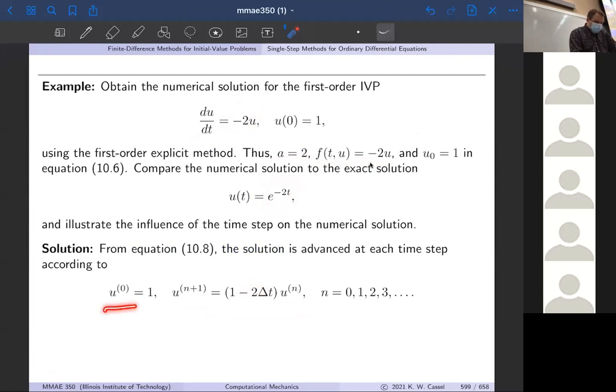So I start off with the initial condition when n is equal to 0, where u is 1. I put that on the right-hand side for u0. I multiply by 1 minus 2 delta t, and I get u1. Then I take that value, put it on the right-hand side, multiply by 1 minus 2 delta t, and I get u2. And I just keep doing that over and over again until I get tired, and I stop.